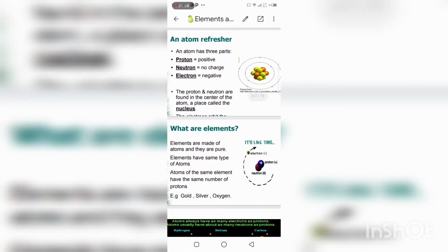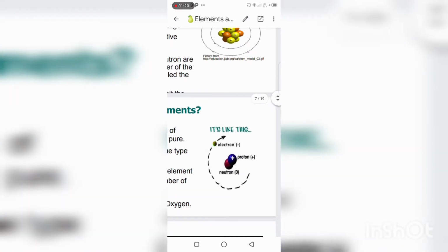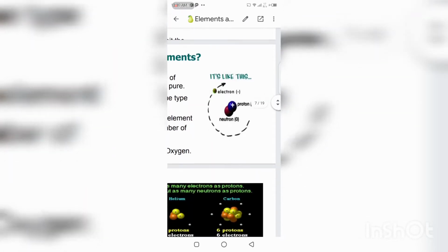What are elements? Elements are made up of atoms. They are pure. Elements have the same type of atoms. Atoms of the same element have the same number of protons. Example: gold, silver, and oxygen. It is like this. Electron is negatively charged, proton is positively charged, and neutron has no charge.